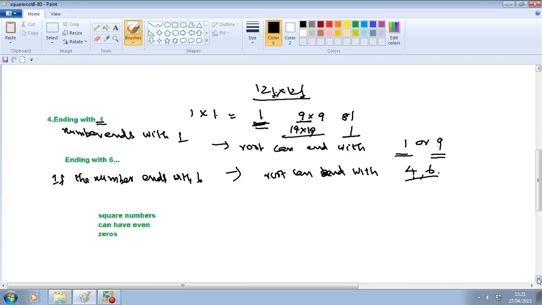Next, square numbers can have even zeros. Why not? If it is 1600, it is 40 square. So you can see a pattern here: for 16 you got 4. 40 square is equal to 40 multiplied by 40, which is equal to 1600.